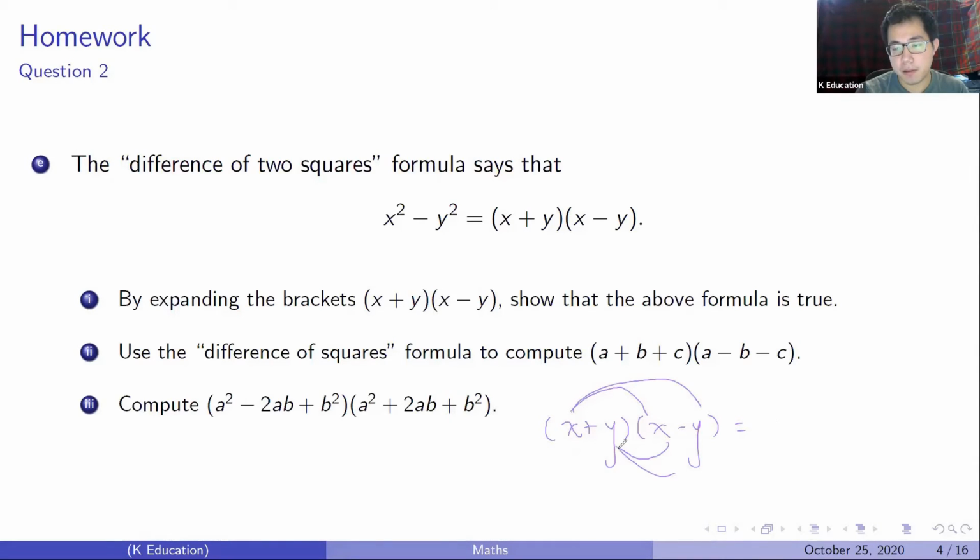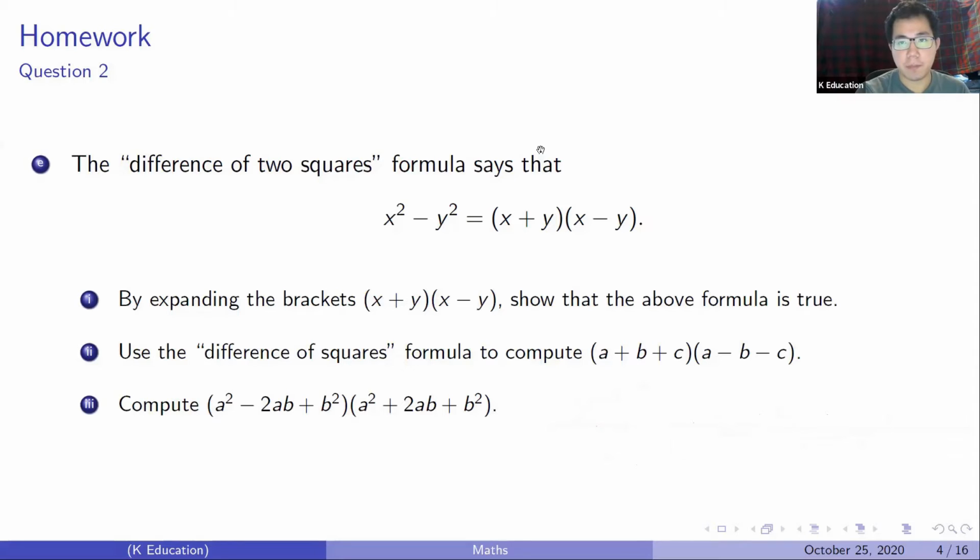Okay, so x squared minus xy plus yx minus y squared, and the order of multiplication does not matter here, so the minus cancels out with the plus. So it's x squared minus y squared. Okay, so that was meant to be straightforward. Part 2, a lot of people calculated it straightforwardly. Again, the point was to use the difference of two squares formula.